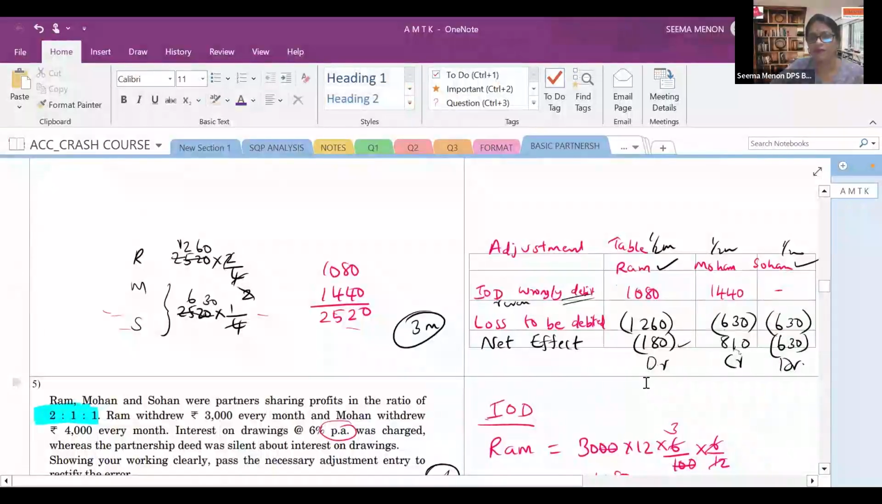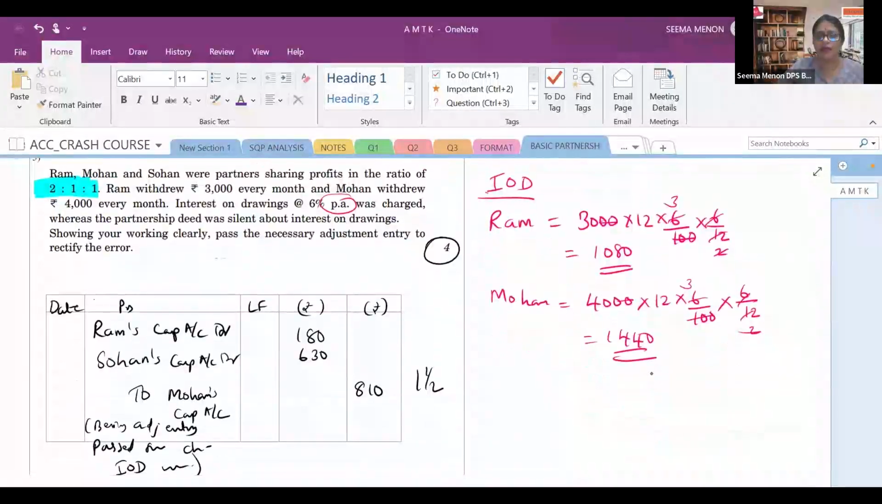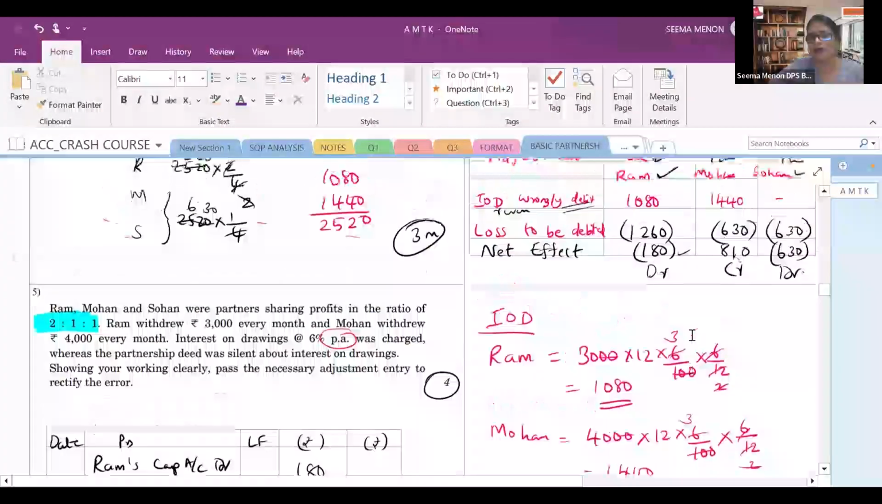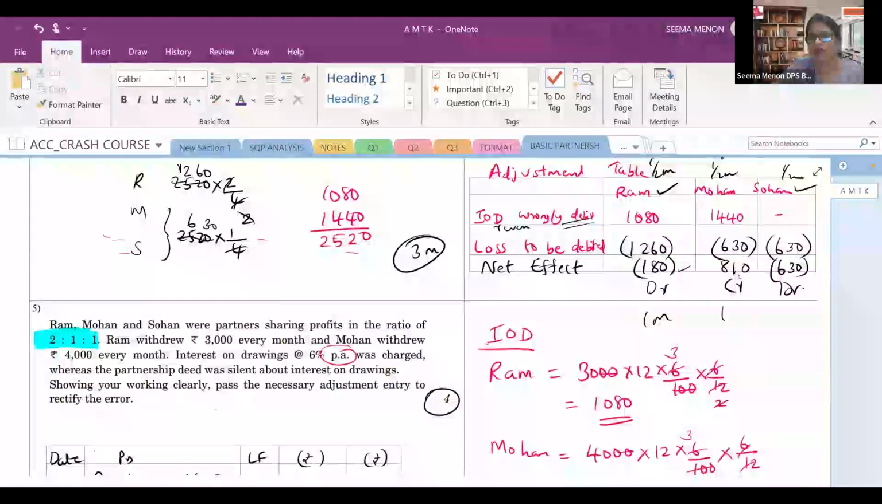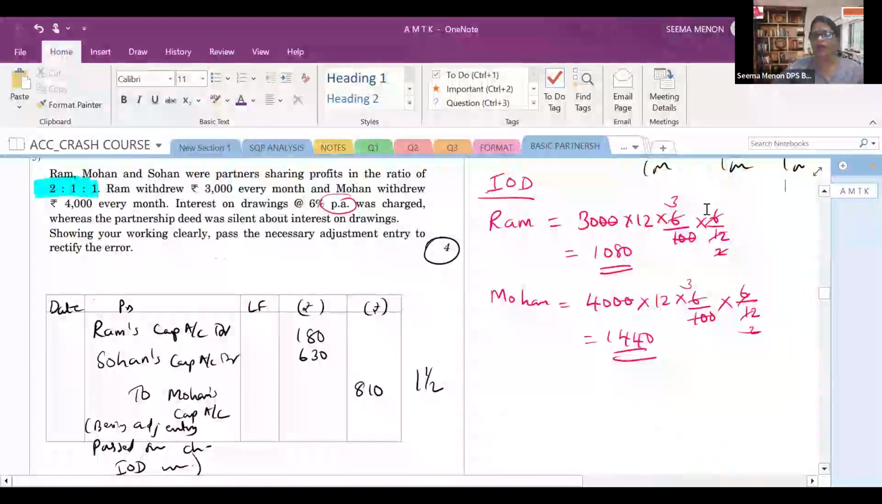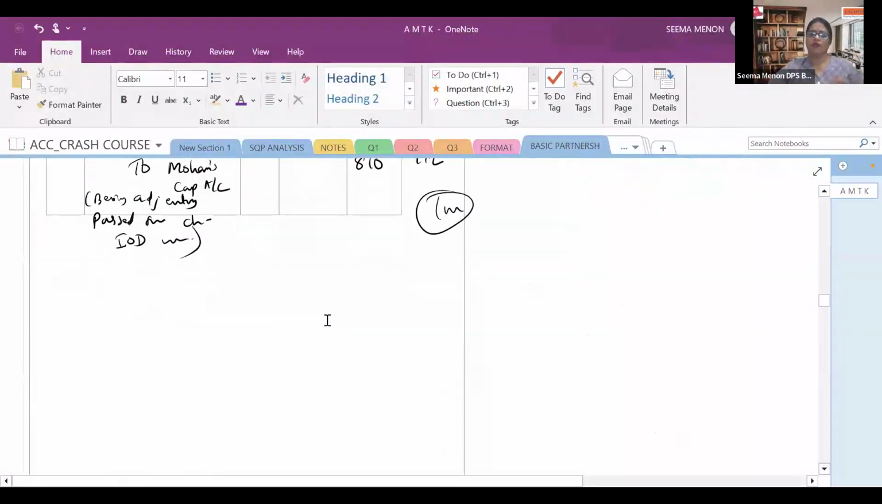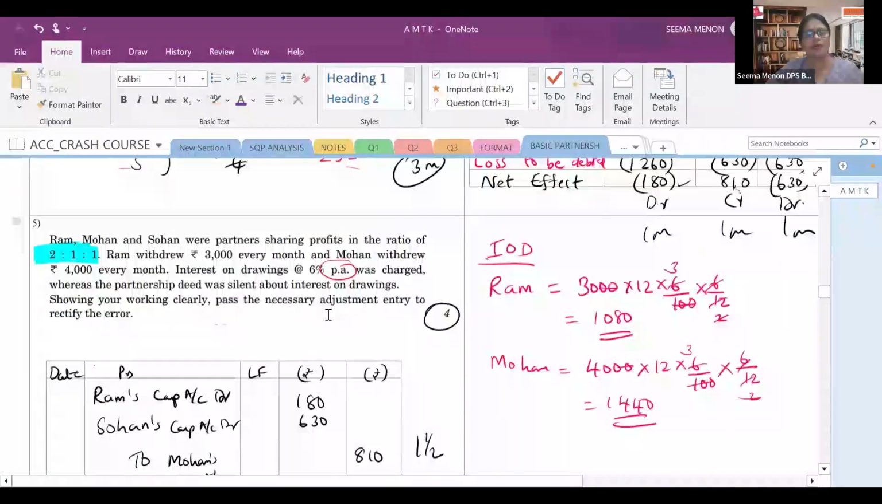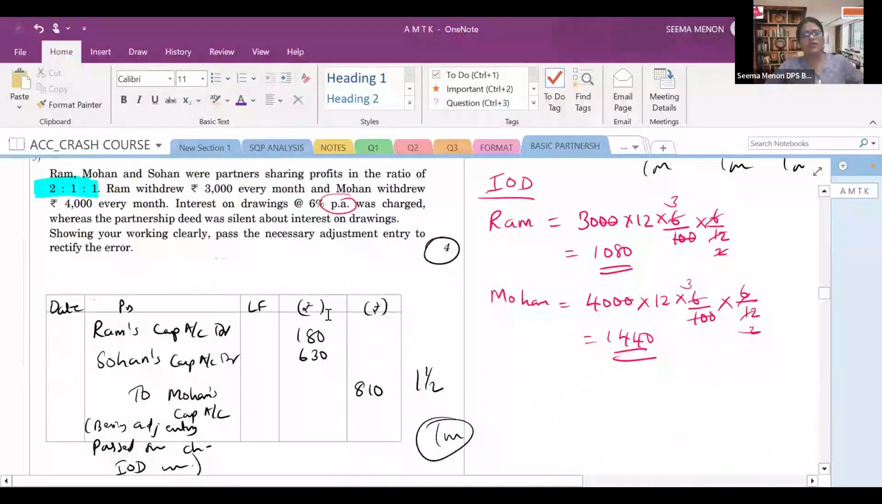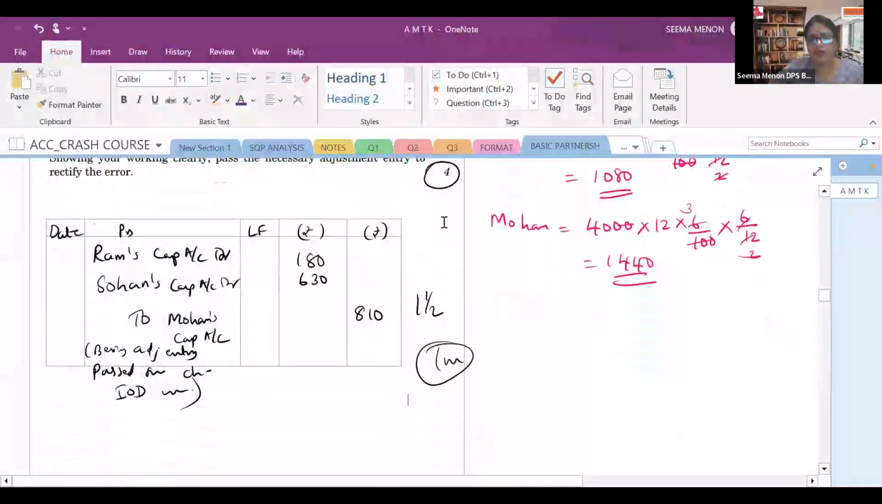If it comes as a 4-marker question, then you are getting directly 1 mark for each partner, including the calculation of interest on drawings. Okay, the calculation of interest on drawings also will be considered. And for the journal entry, 1 mark, if it is a 4-marker question. So the marking scheme changes from 4 marks to 3 marks. This is a question purely on past adjustment. So finally, prepare this type of question more in practice.